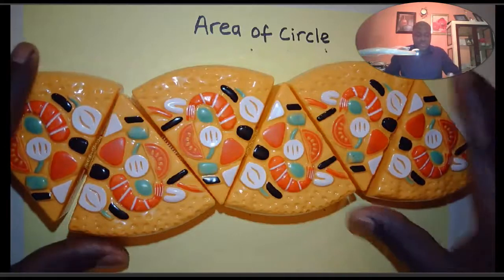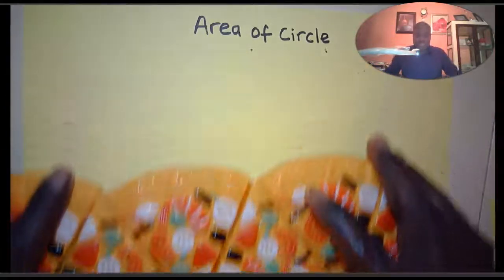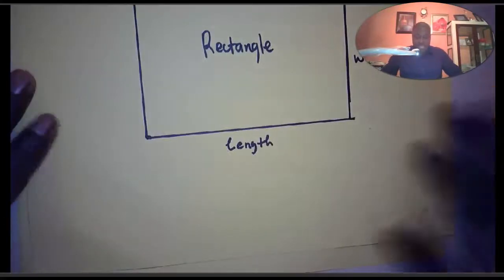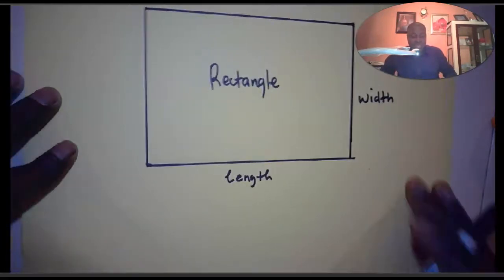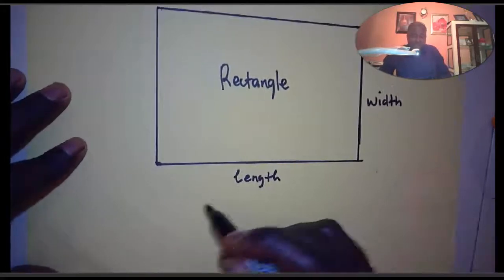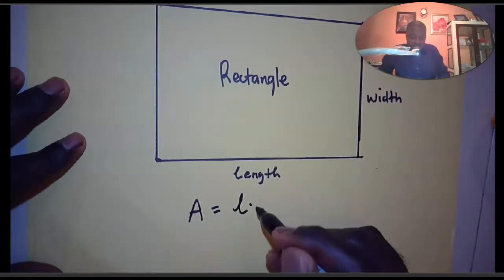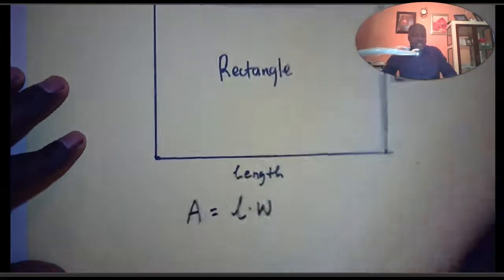As we continue to cut the pizza into smaller slices, we realize that we are approaching this rectangle. And a rectangle is something which is basic that we know. So the area of a rectangle is length times width. Okay? So we're going to use that idea to come out with that.